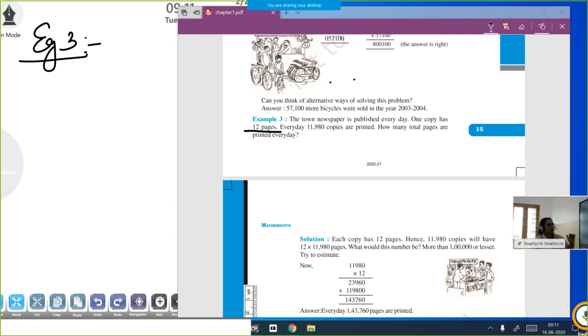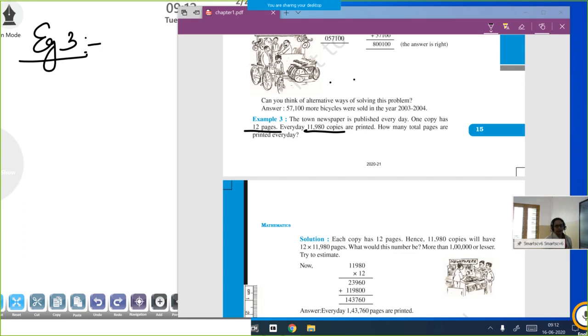One copy means when we get a copy of the newspaper, that paper is having 12 pages. Every day, 11,980 copies are printed. How many total pages are printed every day? That is the question. One newspaper is having how many pages, children? 12 pages. Like that, how many copies are there? 11,980 copies with 12 pages each. So how many total pages are there? That is the question.